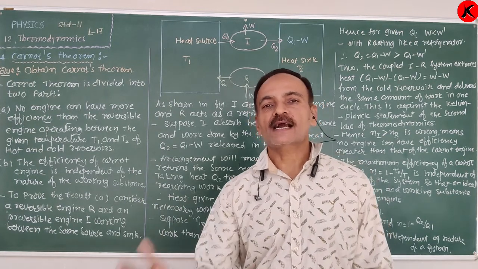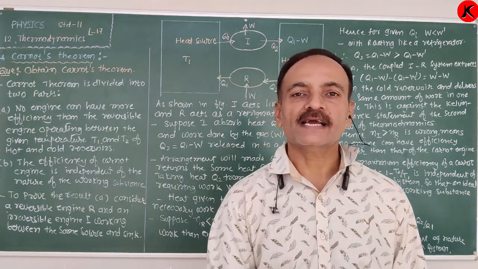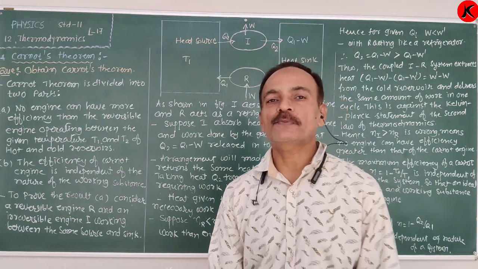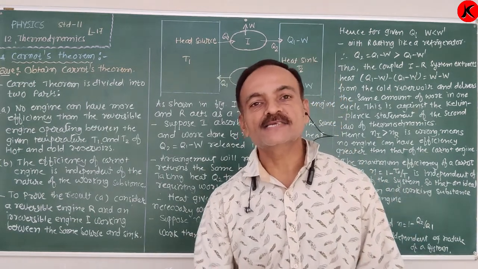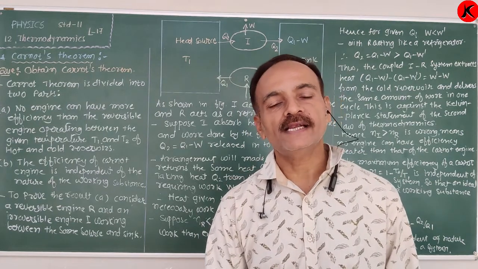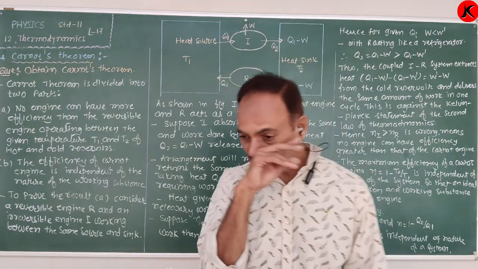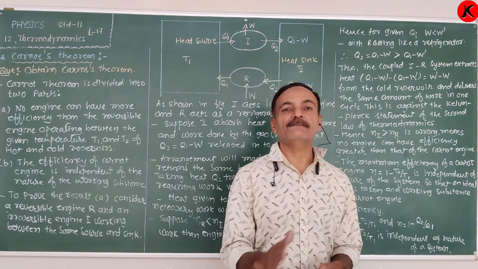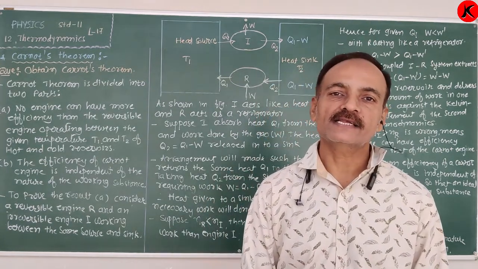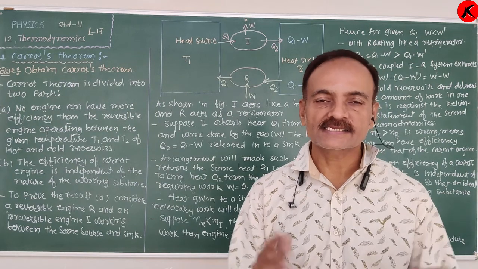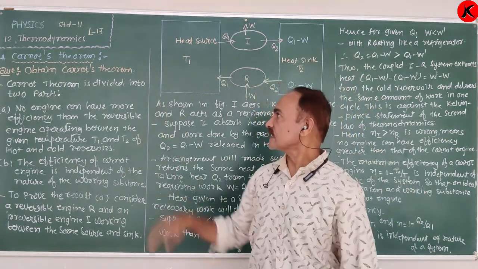That means the Carnot cycle taking place in a Carnot engine is operated between the temperature of the heat source and the temperature of the heat sink. That means the efficiency of a Carnot engine depends on the temperature of the heat source and heat sink. Clear this? Okay. Now, what is the Carnot theorem?